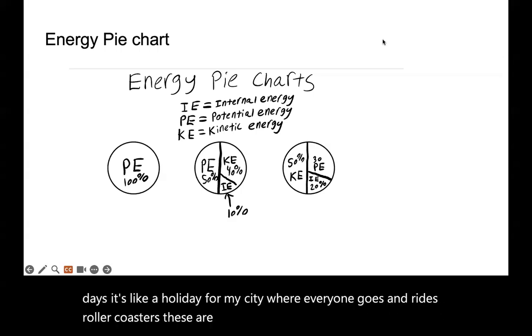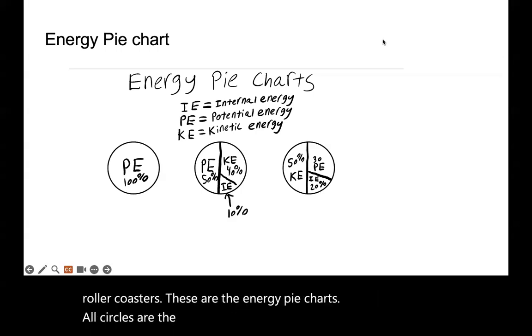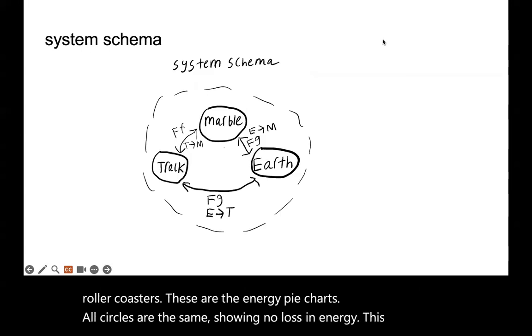These are the energy pie charts. All circles are the same, showing no loss in energy. This is the system schema.